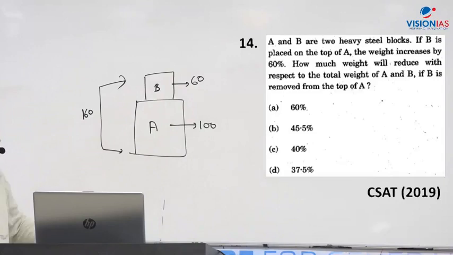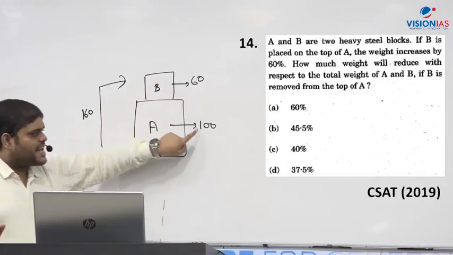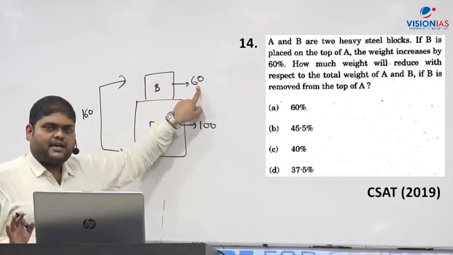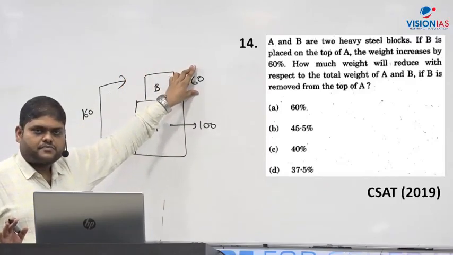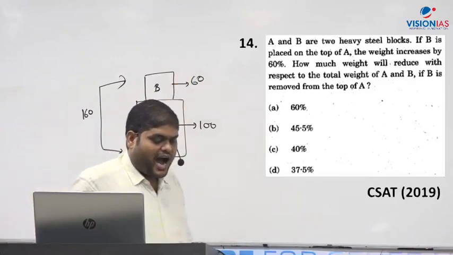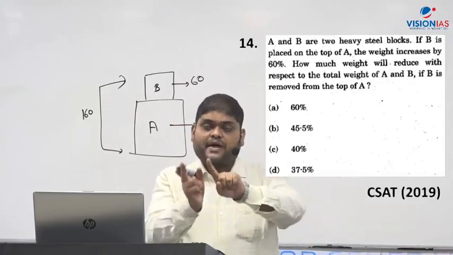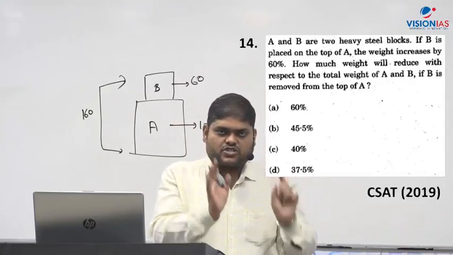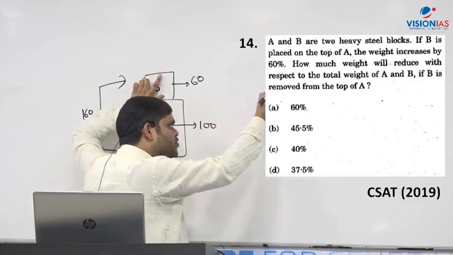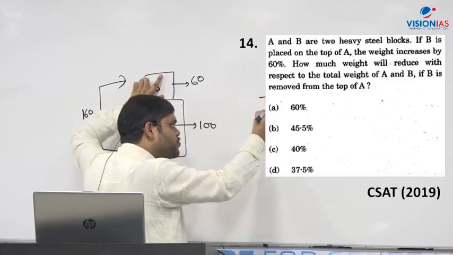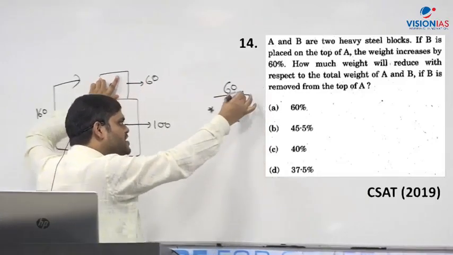This is very clear, because when I put B, the total weight is increased by 60%. So if I take this as 100, this becomes 60. Now the question is, how much weight will be reduced with respect to total weight? If I remove this weight, we are removing 60 with respect to total weight. This is the main point. And the total weight is 160.